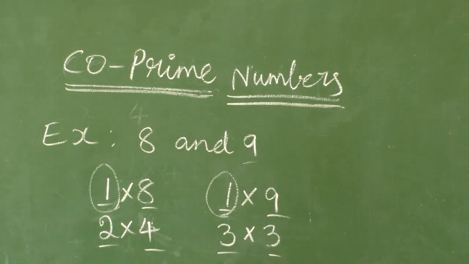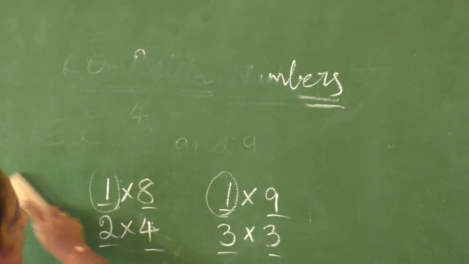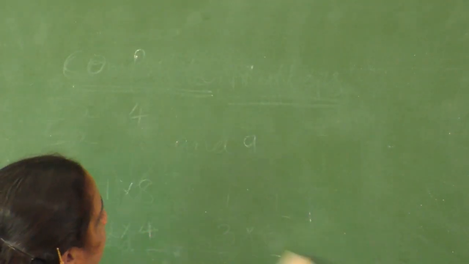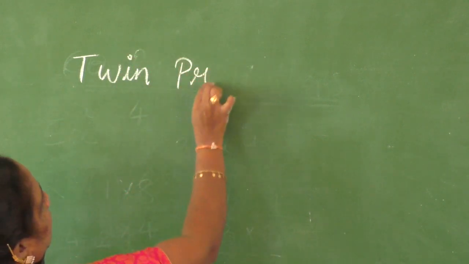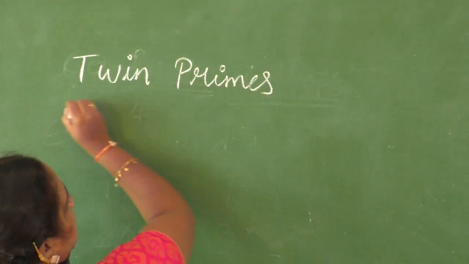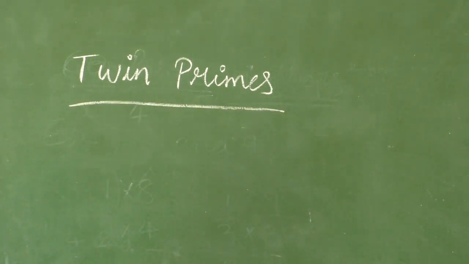Okay, then next one, twin primes. Next one we are going to see twin primes. What is meant by twin primes? Twin prime numbers means 2 prime numbers whose difference is 2 are known as twin primes.